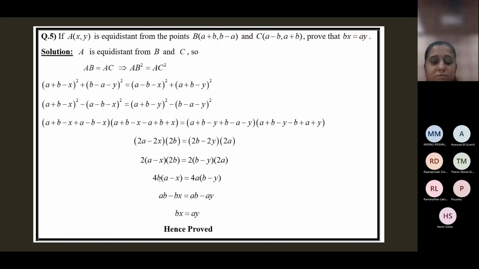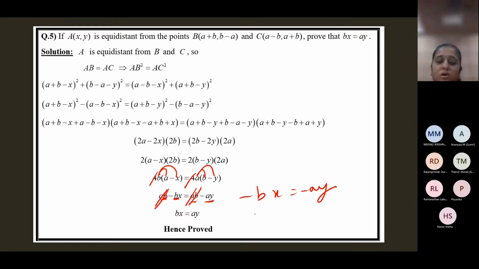So you're left with b into a minus x. So b into a is ab. b into minus x is minus bx. 4 cancels, right? So a into b is ab. a into minus y is minus ay. Now ab on either sides gets cancelled. So we have minus bx is equal to minus ay, or bx is equal to ay. That's what we had to prove. Prove that bx is equal to ay.